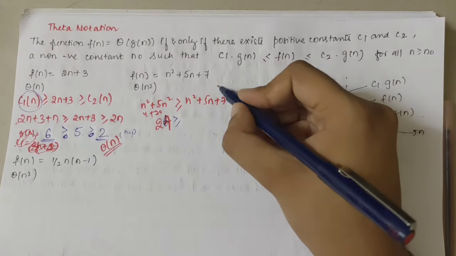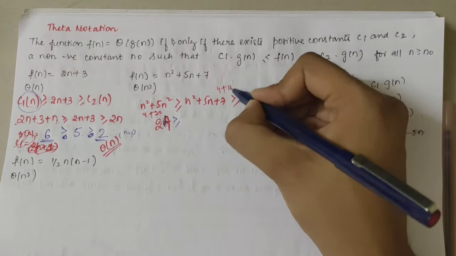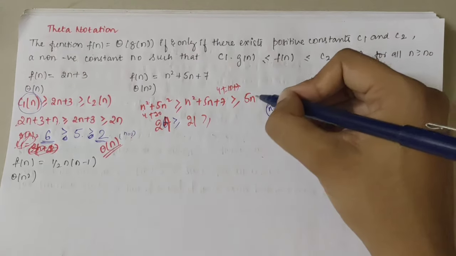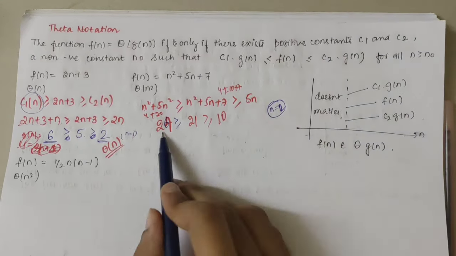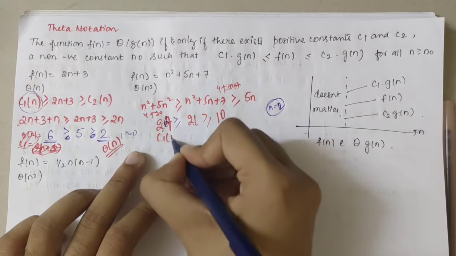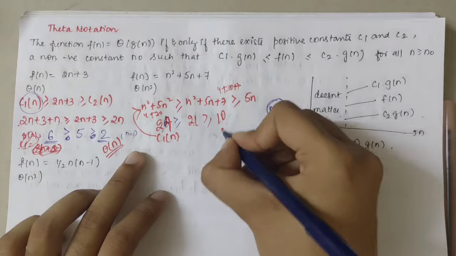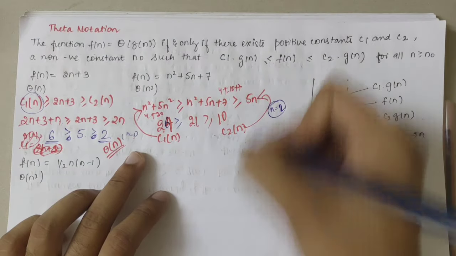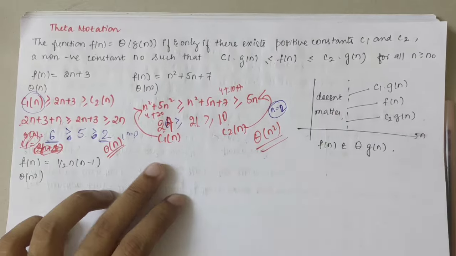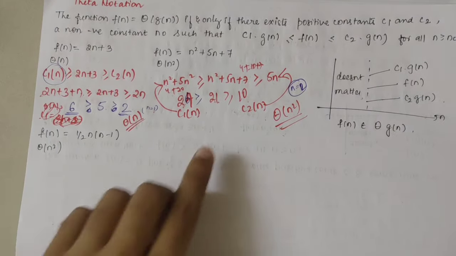This side I have 4 plus 5 2s are 10 plus 7, 17, 21. And on this side I have 5 2s are 10. So 24 is greater than 21 and 21 is greater than 10. So c1 of n is this and c2 of n is this. So I can say that it belongs to theta of n square. Okay, so this was about the second question.